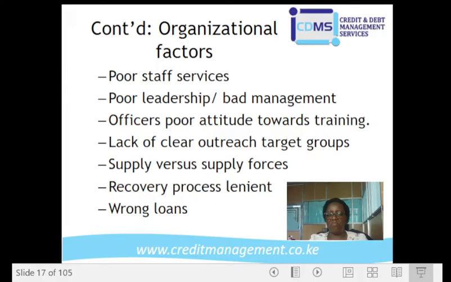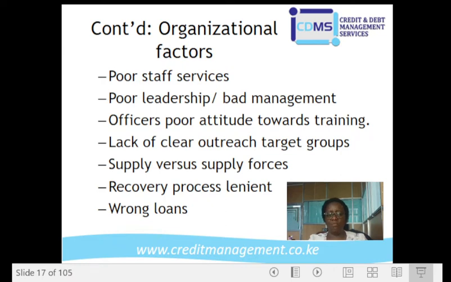The other one is supply versus demand, the market forces that are prevailing. Probably the customers are not taking up loans because of what is happening, and there are outcomes that make customers not honor or pay their obligations as well, leading to delinquency.